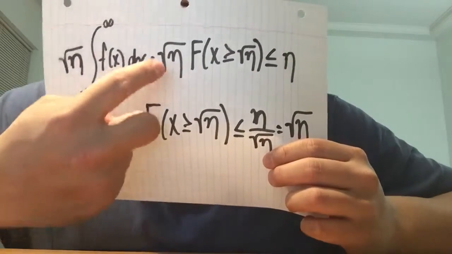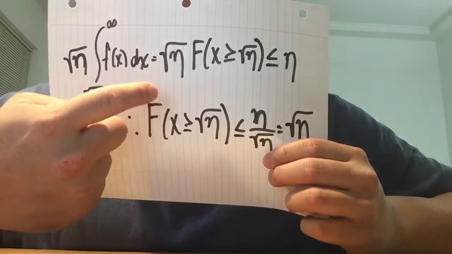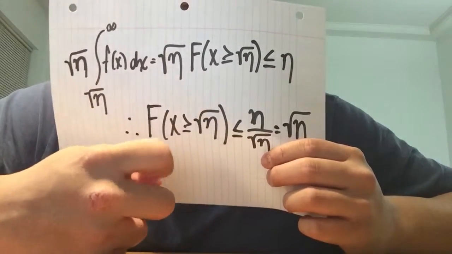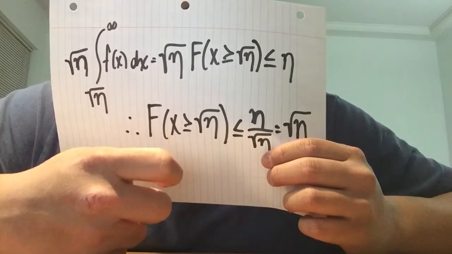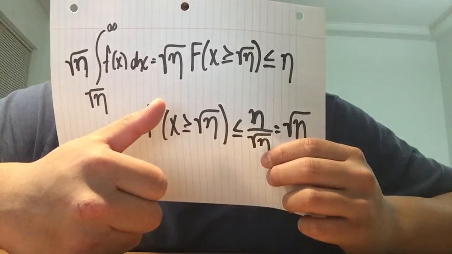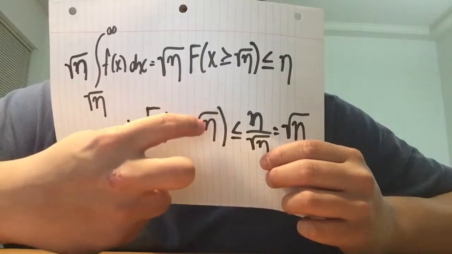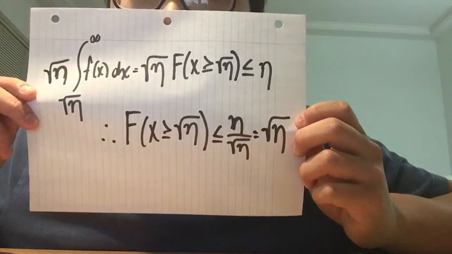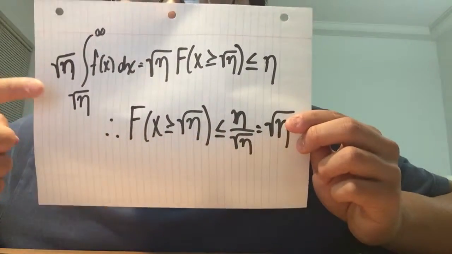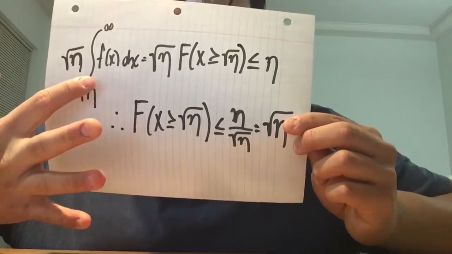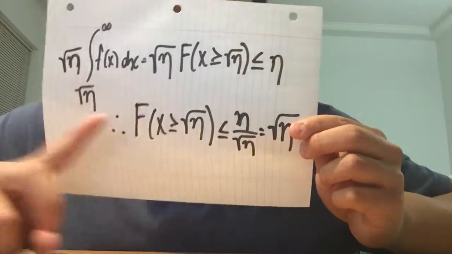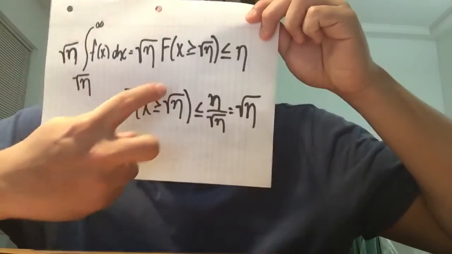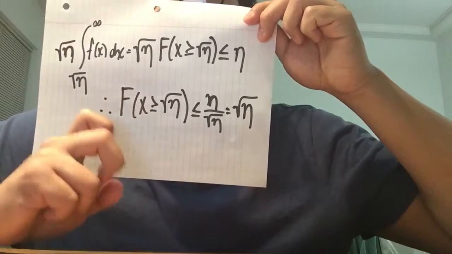And essentially, this is what we get. We get the root of eta times the probability mass function right here, which signifies big F of x greater than or equal to the root of eta, is less than or equal to eta. And the reason why we can do that is because this is your probability density function. When you take the integral of a probability density function, you get the probability mass function. So, when you just divide both sides by the root of eta, this is what you get.